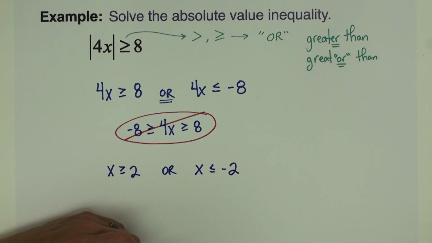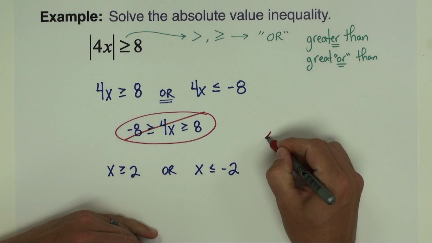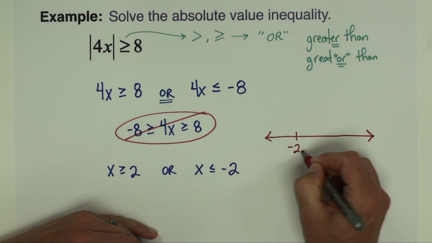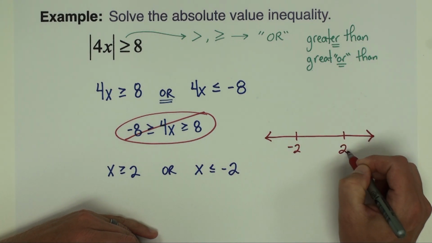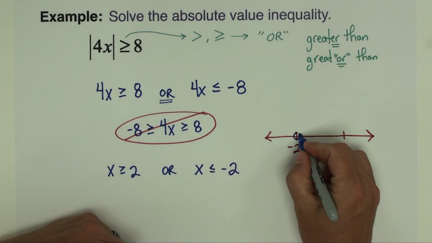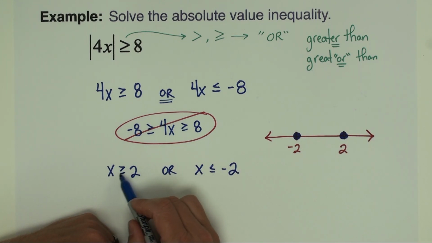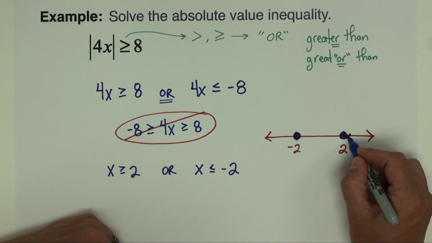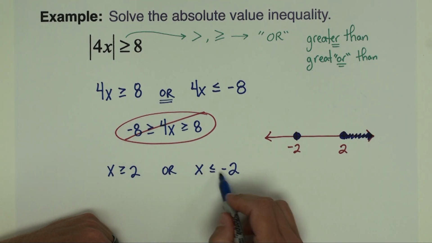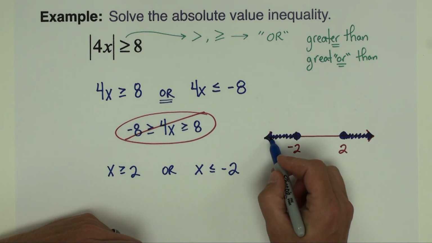Now on your number line, let's drop a number line. We just need negative 2 and positive 2. Because we have equal to, we're going to do nice closed circles, inclusive. So here we want x greater than 2. Greater than 2 goes out to the right of 2. And then less than negative 2 goes to the left of negative 2.